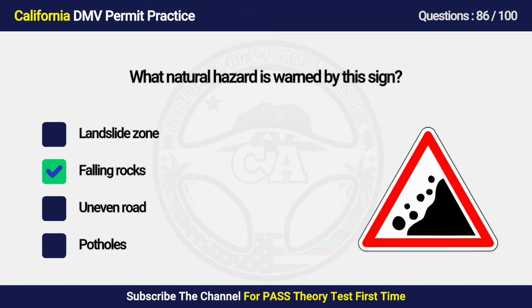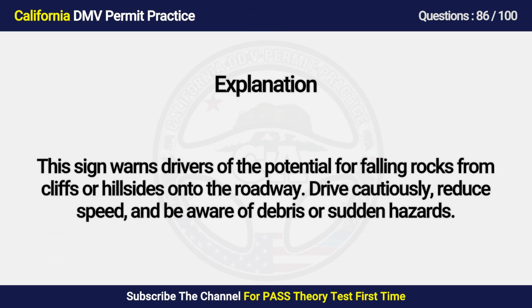Answer is B. Falling rocks. This sign warns drivers of the potential for falling rocks from cliffs or hillsides onto the roadway. Drive cautiously, reduce speed, and be aware of debris or sudden hazards.